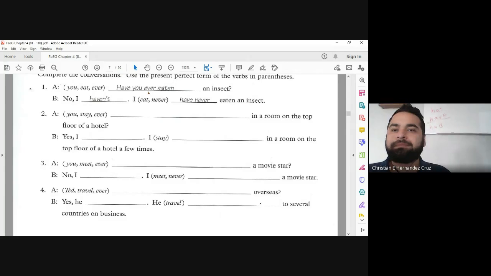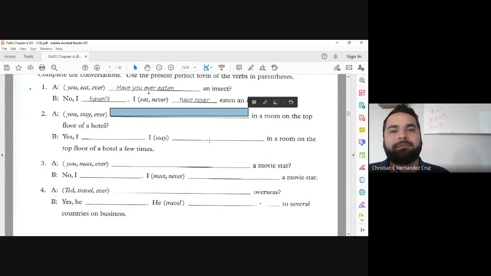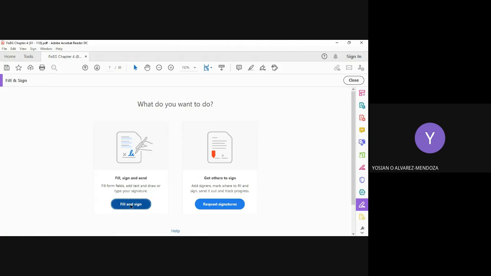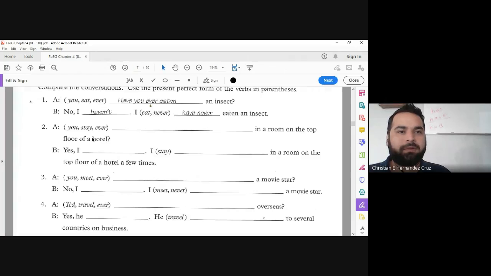Okay, so it is now 7:55, and I'd like someone to tell me the answer for the question in number 2. Have you ever stayed in a room on the top floor of a hotel? Okay, I'm going to just fill in "stayed" here.